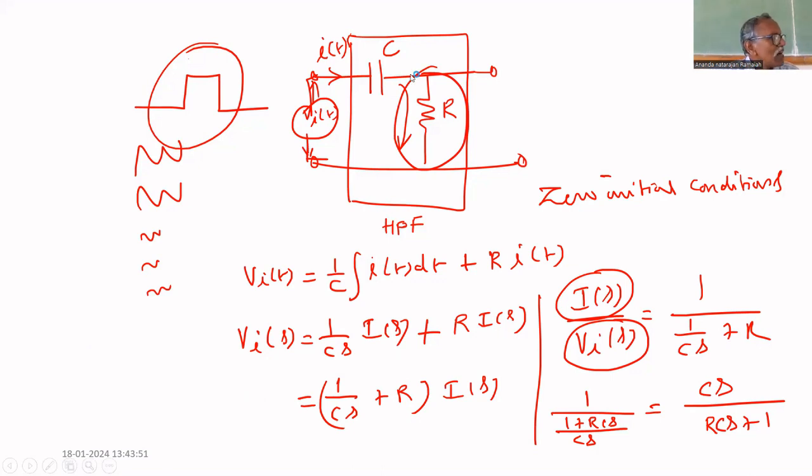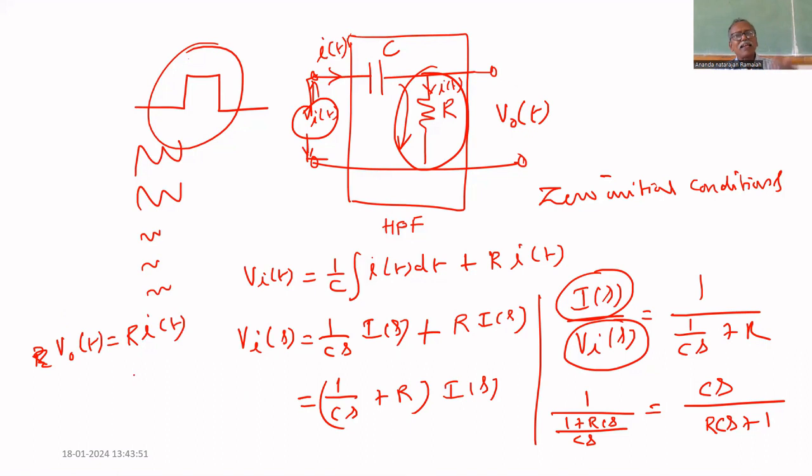What is the voltage across R? V naught of t, that is the output voltage. O represents output. V naught of t is the output voltage. We know the current through this is I of t. V naught of t equals what? V naught of t equals R I of t. Am I correct or not?